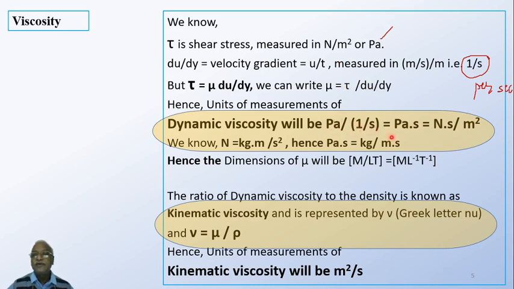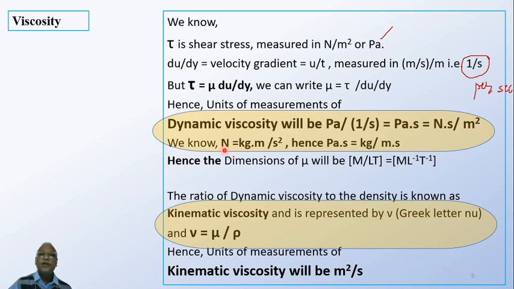If you simplify this, it will be quite simple. We call it Pascal second, or Pascal is Newton per meter square. If I substitute, it will be Newton second per meter square, right? So the units of measurement of dynamic viscosity will be Pascal second or Newton second per meter square.